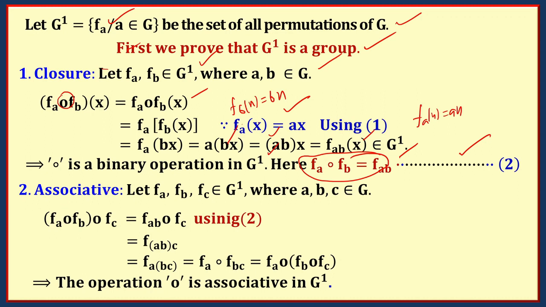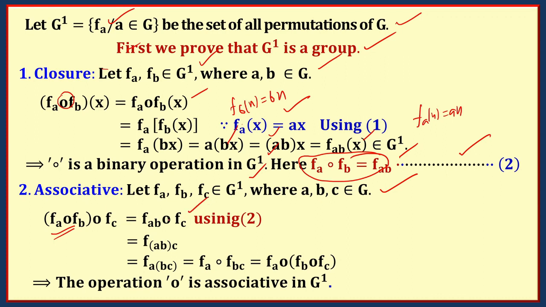Second one is associative. Let f_a, f_b, f_c belong to G dash. Take three permutations in G dash where a, b, c are elements in G. Using 2, f_a circle f_b, circle f_c is equal to f_a circle f_b is f_ab, circle f_c.